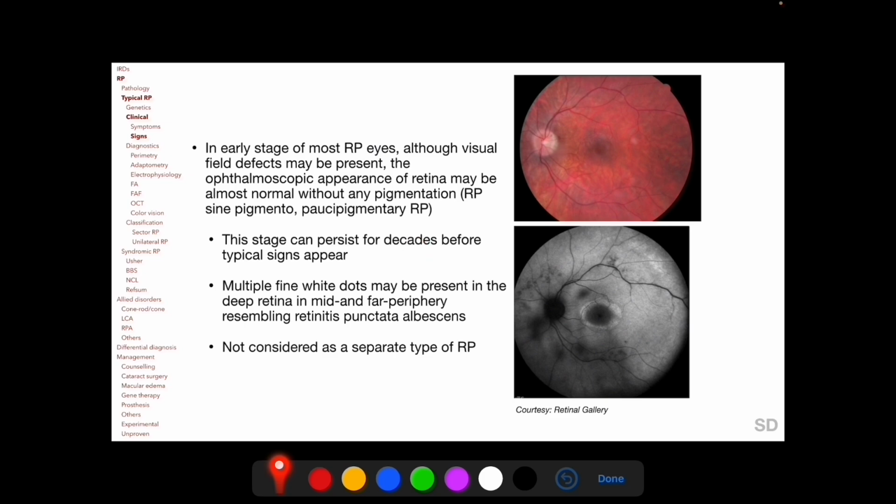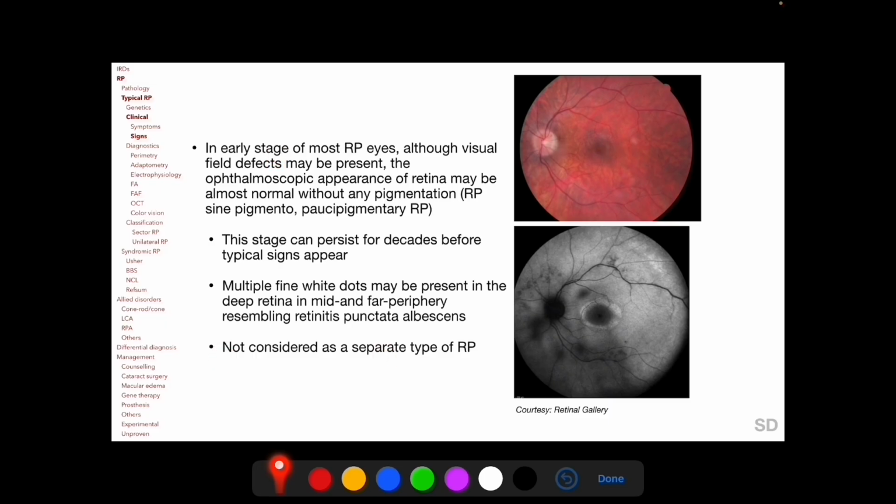And some of these eyes with retinitis pigmentosa sine pigmento may demonstrate multiple fine white dots in the mid and far peripheral retina resembling retinitis punctata albescens, which we'll be discussing later in this session. When the bone spicules develop, these white dots become less apparent. So retinitis pigmentosa sine pigmento is considered as an early stage of retinitis pigmentosa and not a separate type of retinitis pigmentosa.